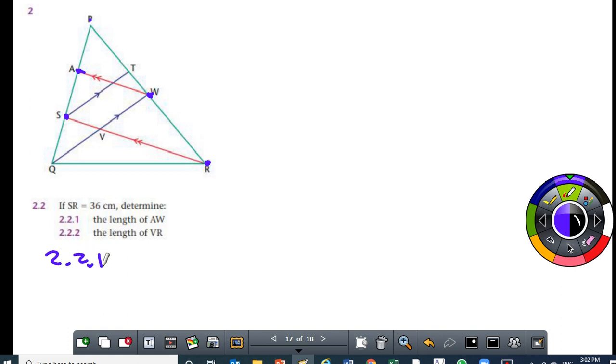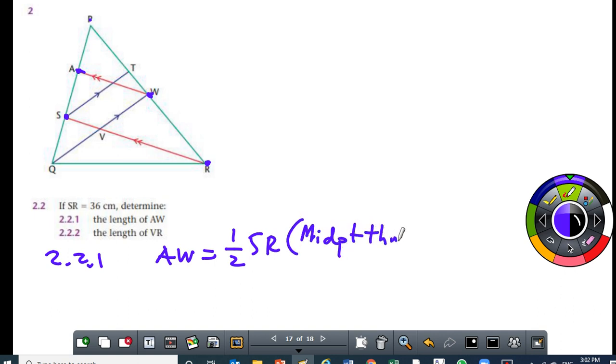Let me write the name of the question, 2.2.1. So I'll say AW is going to be equal to half of SR, and this is from the midpoint theorem. So this will be half times 36, which gives you 18 centimeters.